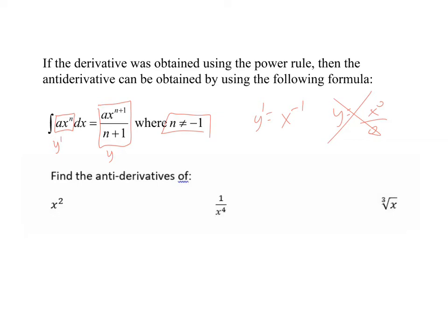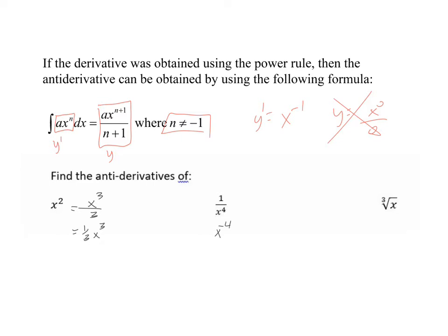Okay, so let's try a couple examples. This first one says, find the antiderivative of x squared. So for our antiderivative, we'd raise the power and divide by 3. We can write it like that, or we could write it as 1/3 x cubed. Both are acceptable.